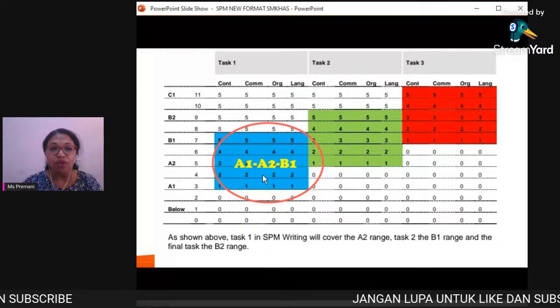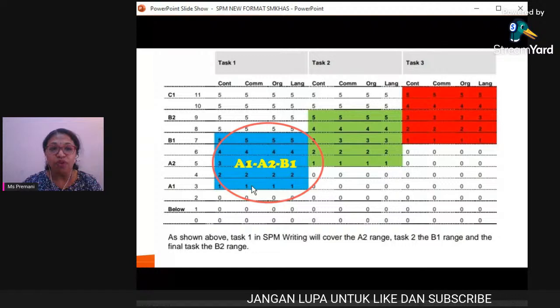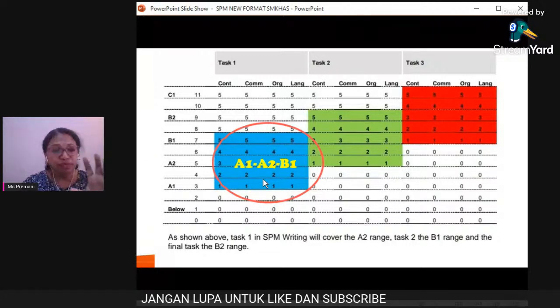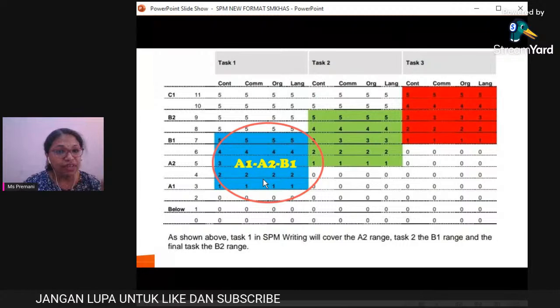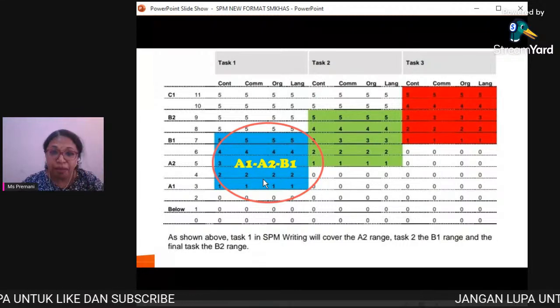A1, A2, and B1. So your language will be within that range. Use simple language, direct to the point, like still a baby.